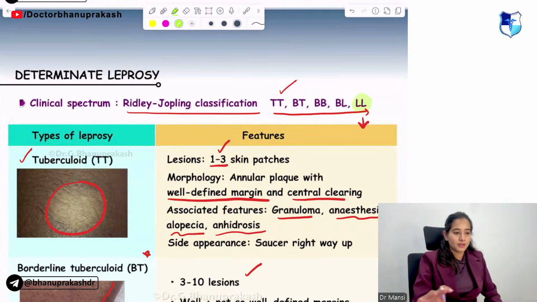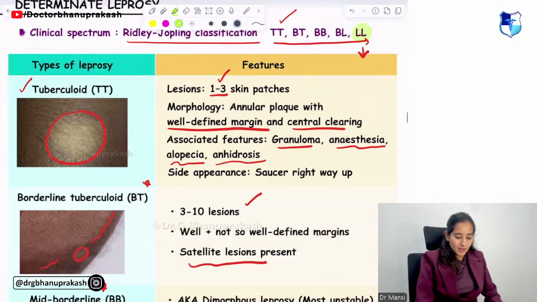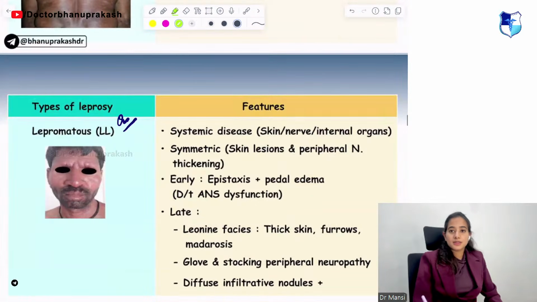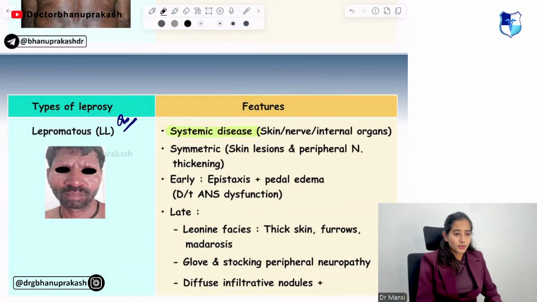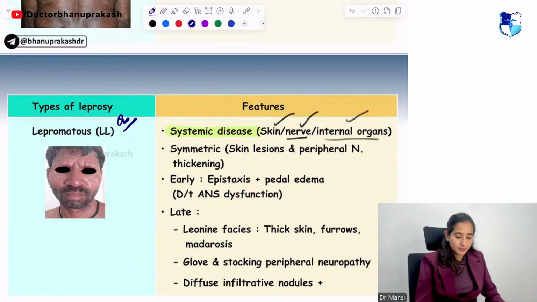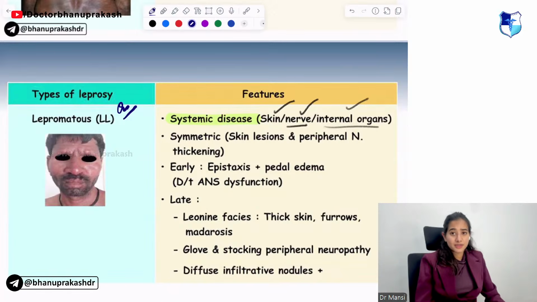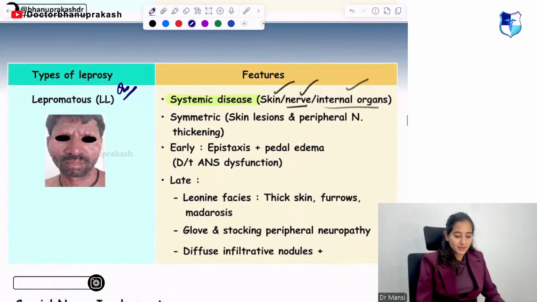The immunity has gone down a lot, and now this has become a whole systemic disease. So just answer me, what if this is systemic? There will be skin lesions, right? There will be nerve thickening, and internal organs are also involved. Comment down in the comment section, and please keep answering, keep revising with me.